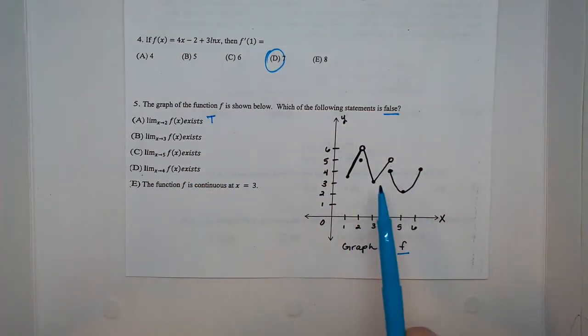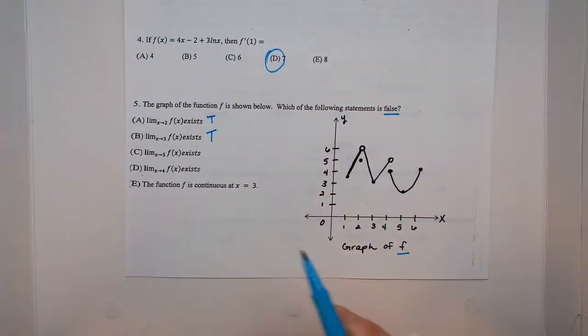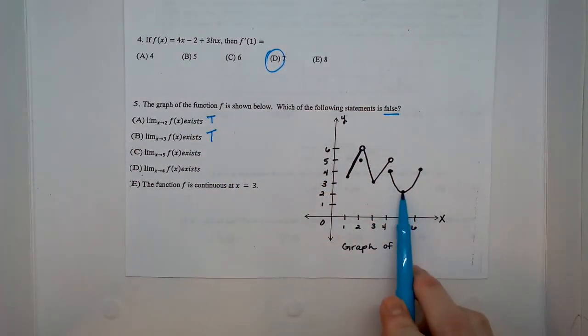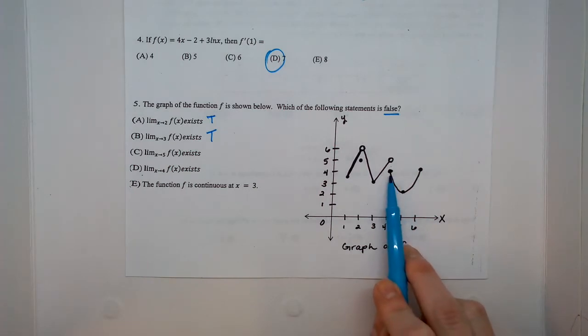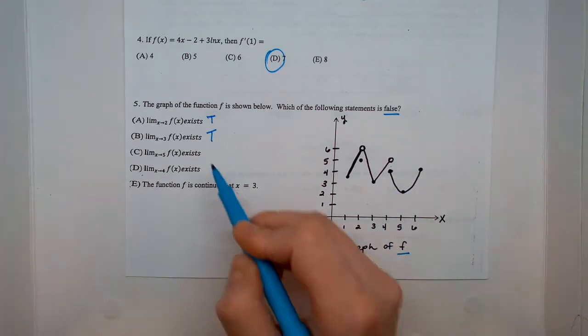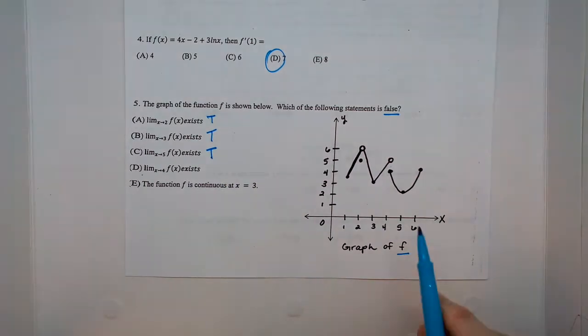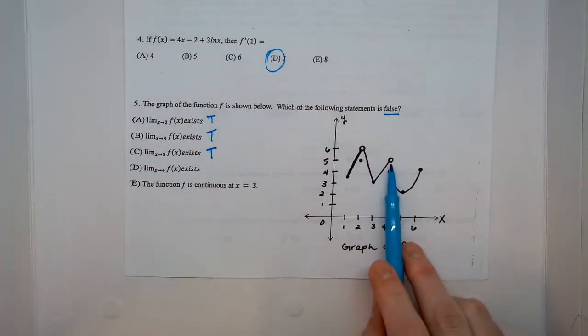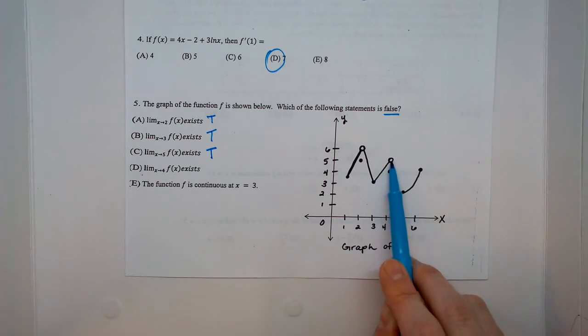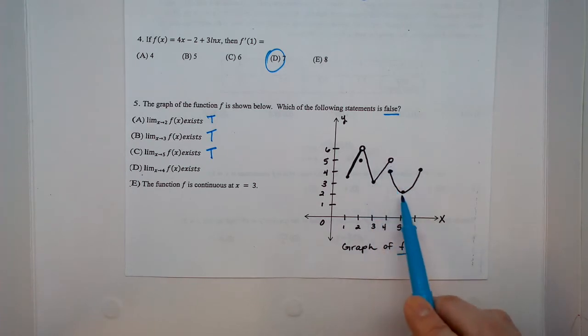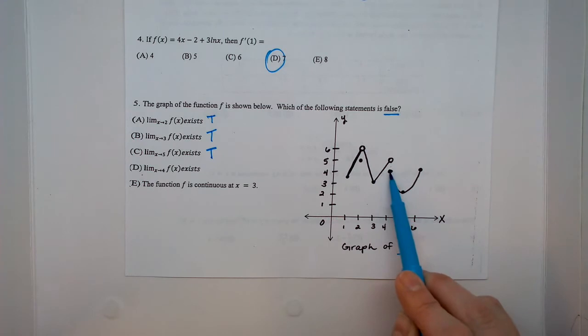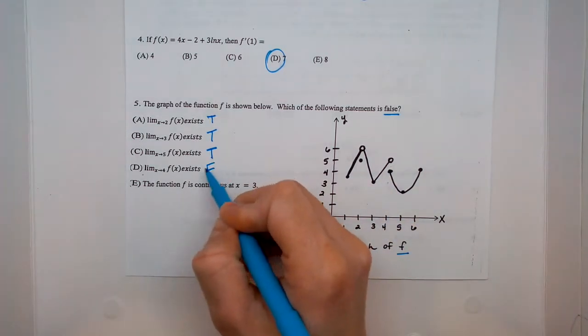As x approaches 3, the limit exists. Here's 3, the y value is approaching 3 from the left and 3 from the right, so it exists. The limit as x approaches 5 exists. Well, the y value is approaching 2 from the left and 2 from the right. That's true. The limit as x approaches 4 exists. From the right, the y value is approaching 5. I'm sorry, from the left, the y value is approaching 5. From the right, the y value is approaching 4. Those are different numbers, and therefore the limit does not exist.